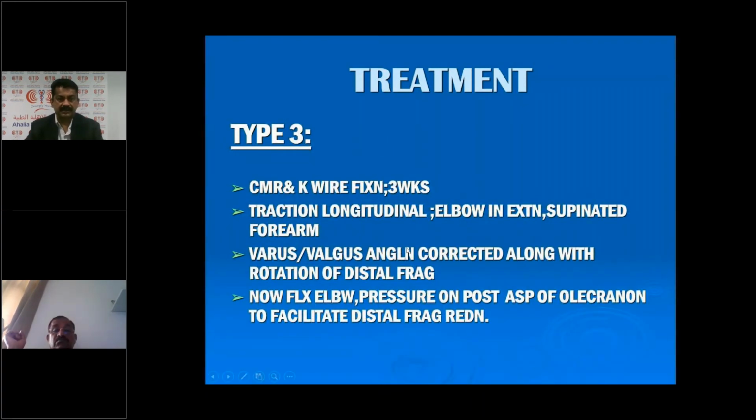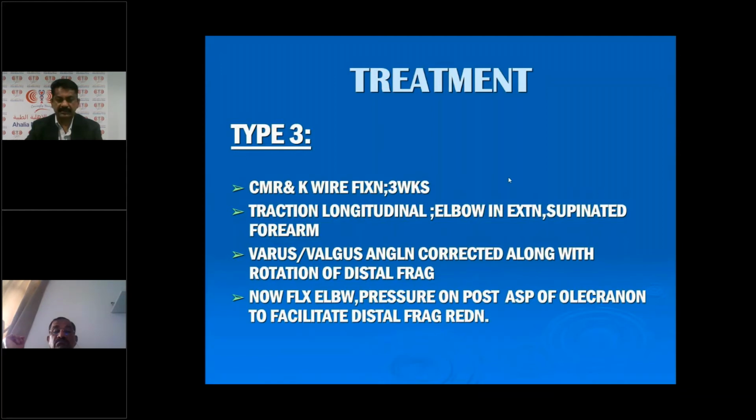Type 3, there is only one treatment. The treatment of choice is closed manipulative reduction and K-wire fixation, that is closed reduction and pinning, and usually the pins are kept for 3 weeks. So how is the reduction done? Traction, longitudinal traction, even with the elbow in extension with a supinated forearm.